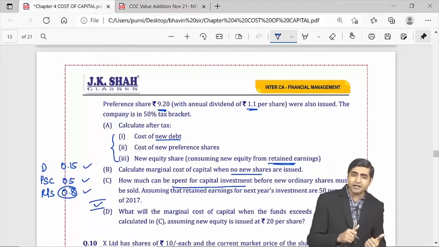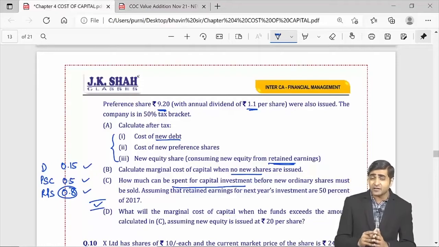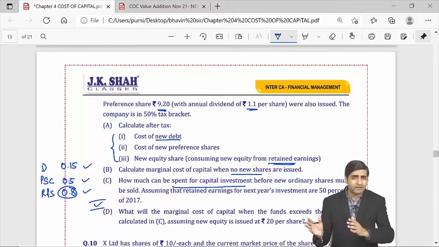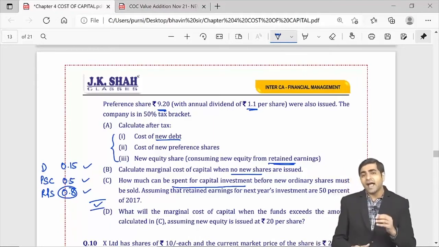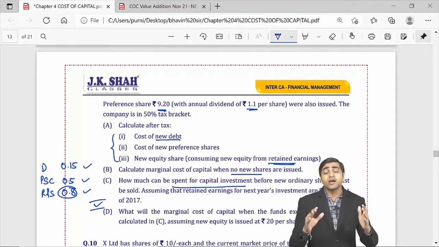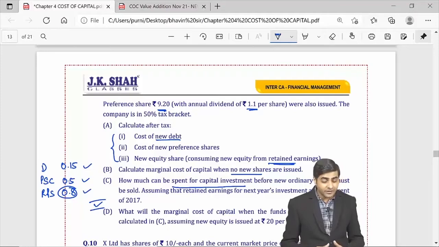And in this total capital investment, we have not issued any further equity shares, but yes, we are using reserves and surplus, whatever is the retained earnings, we are using that, and your issue of debentures and preference shares will be done at the market price, and that's how your marginal cost of capital will be calculated.